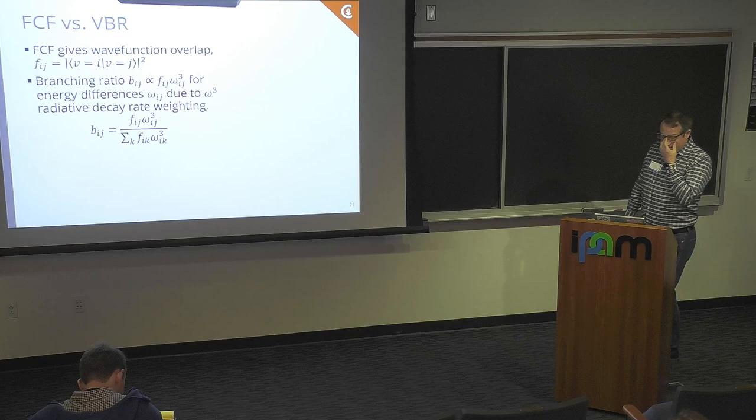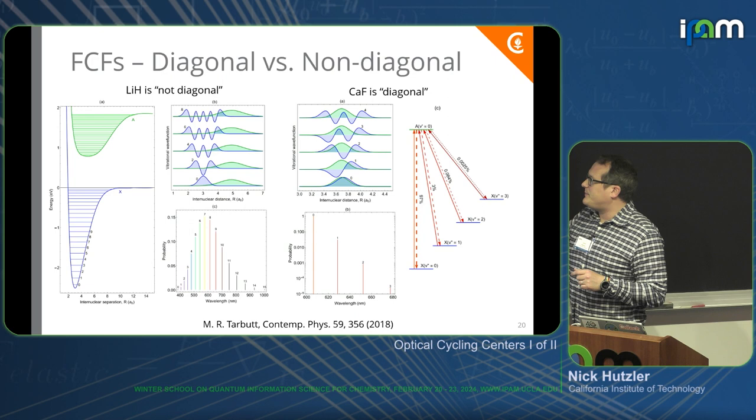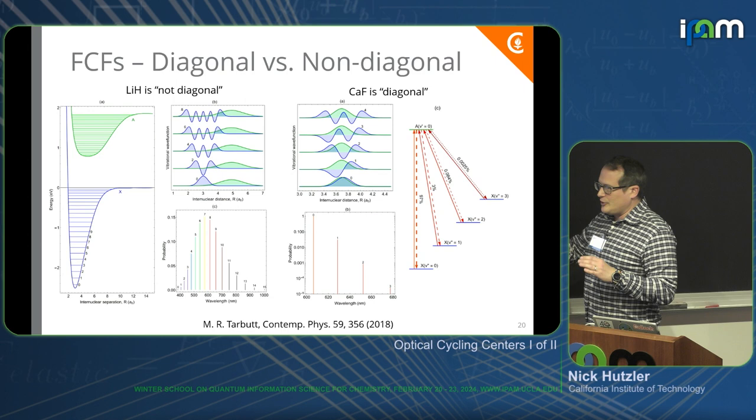Yeah, so just as a technical aside, the Franck-Condon factor gives the wave function overlap, but what you actually care about is the probability of decaying here versus here versus here. Also, it depends on the rates of decay. And the rates have this wavelength cubed weighting.